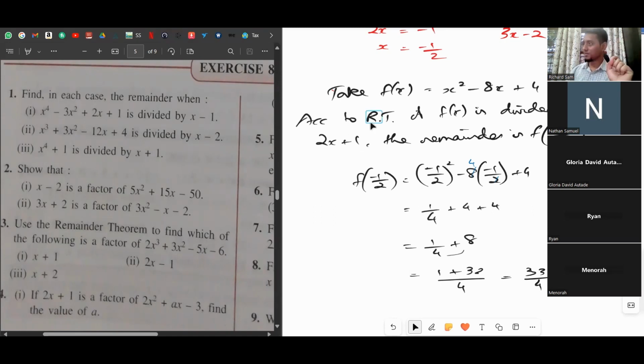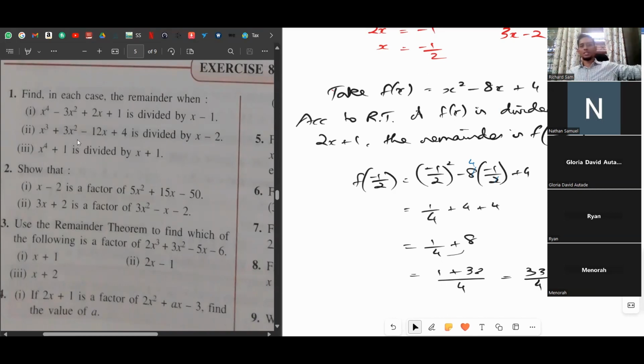What is the use of remainder theorem? To find the remainder. So here what we did is we found the remainder. If we did not have this remainder theorem, how would we find the remainder? We would have to do the whole division, which would take a lot of time. So what this is doing is saving us time, and we're able to get the remainder very easily. Okay, is that clear?